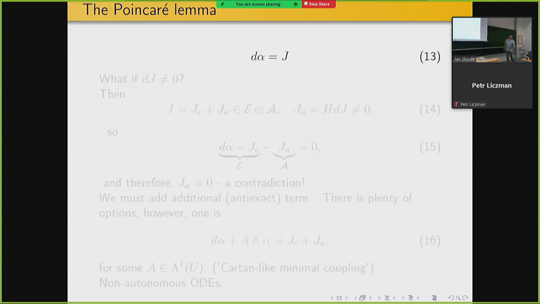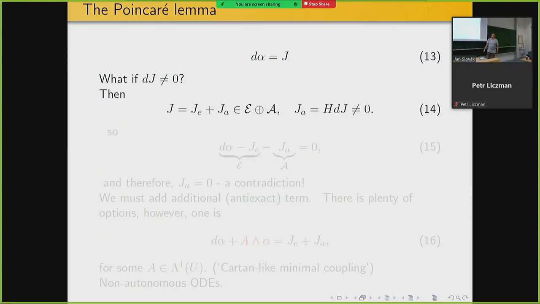Okay, so now let's focus on something which is called minimal coupling in physics. And there was a very nice talk in the morning about this. So assume that if we take d of this equation, we have that dj is not 0. So j is not exact.